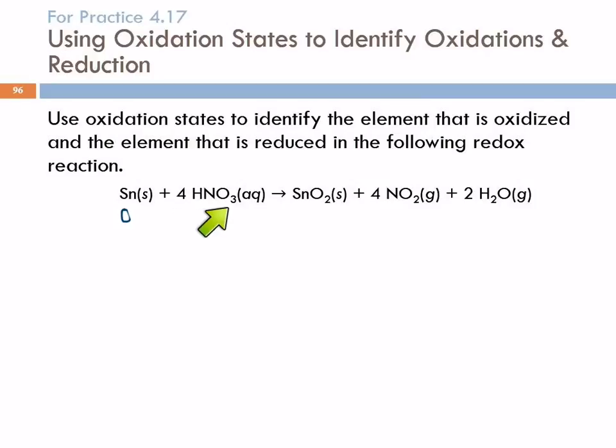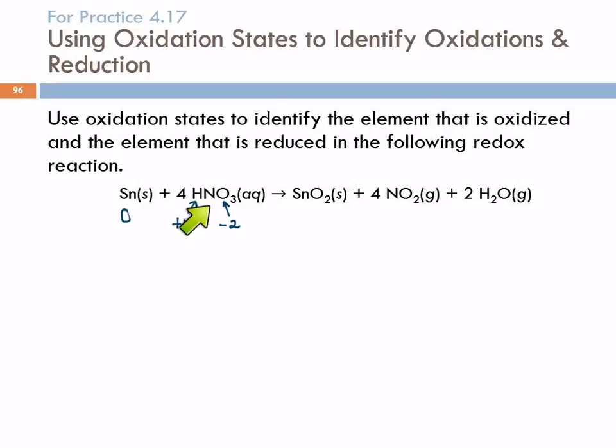And here we have nitric acid. So we've got hydrogen, nitrogen, and oxygen, 3 different nonmetals. So we have to use Fa 765. There's no fluorine, but there's hydrogen. That's the second priority. Hydrogen gets to be +1. Next is oxygen. The oxygen gets to be -2, because that's what it wants to be.